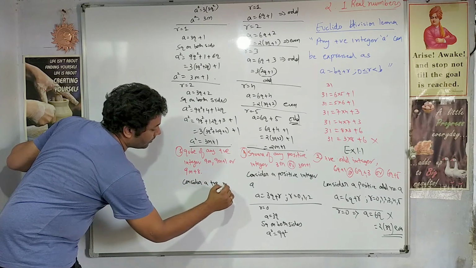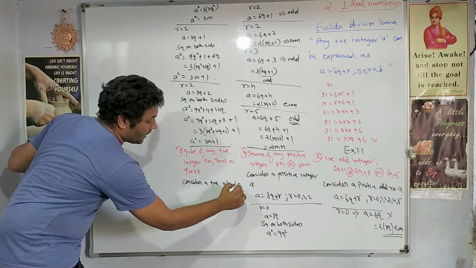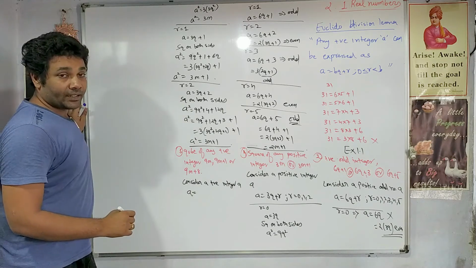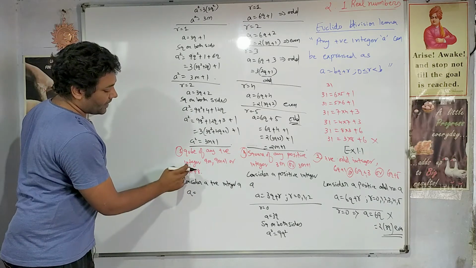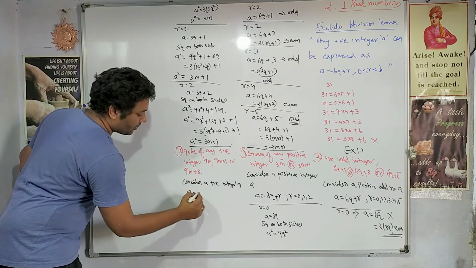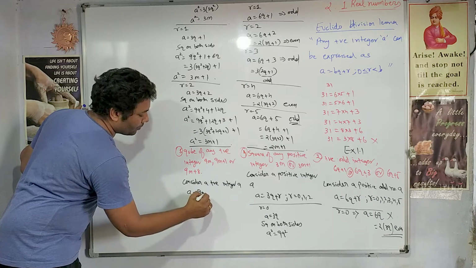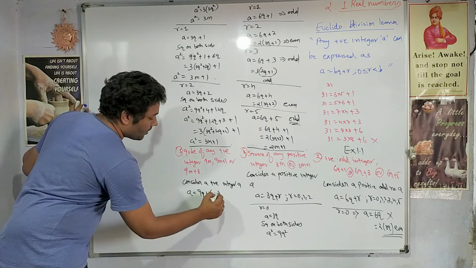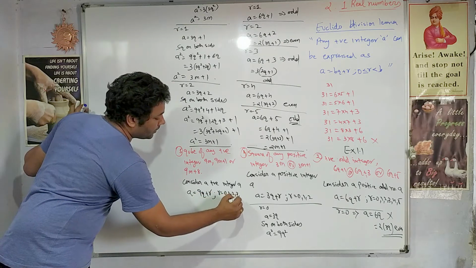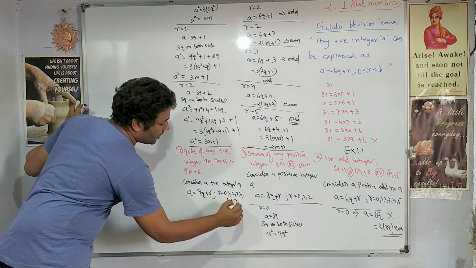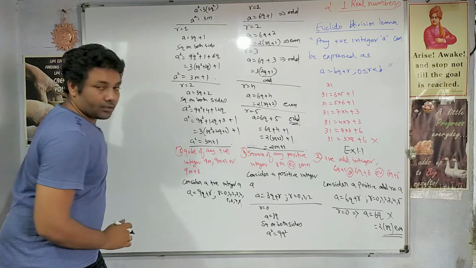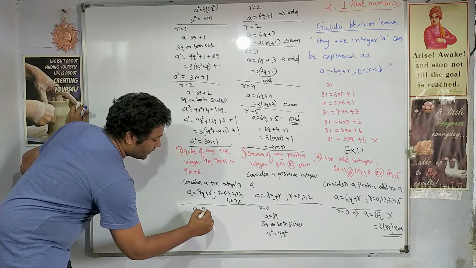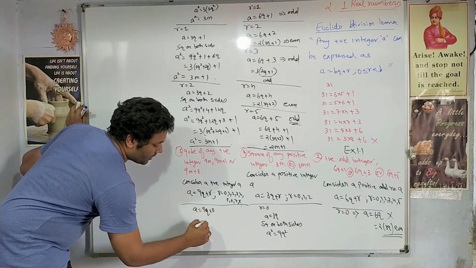Consider a positive integer a. We have considered one positive integer a. Now how can a be represented? As per Euclid, a can be written as, here all are in terms of 9, so 9q plus r, correct? Now what will be the value of r? r can be 0, 1, 2, 3, 4, 5, 6, 7, 8 till 8, correct? Now let us again start. a equal to 9q plus 0, so a is equal to 9q.